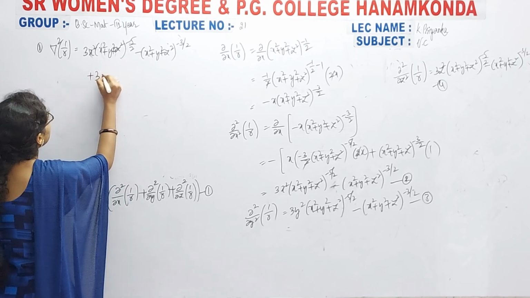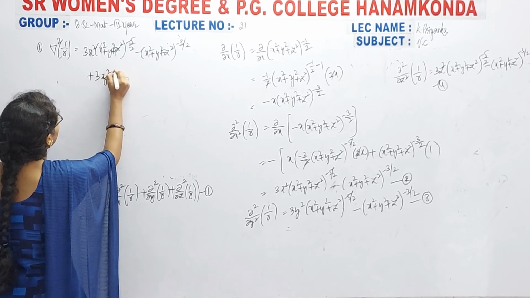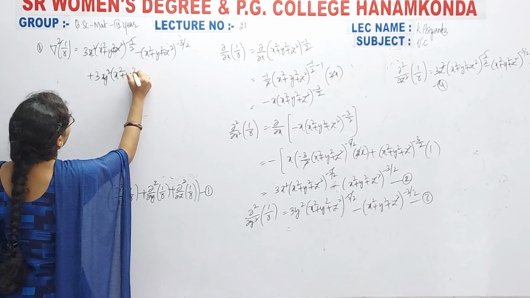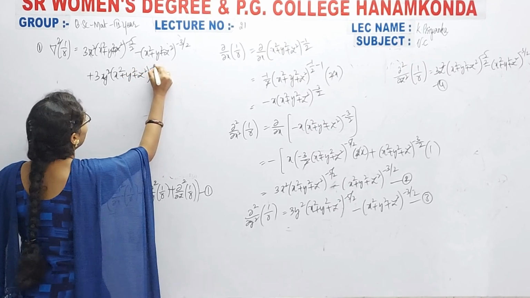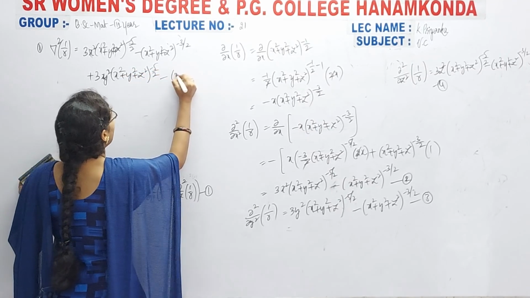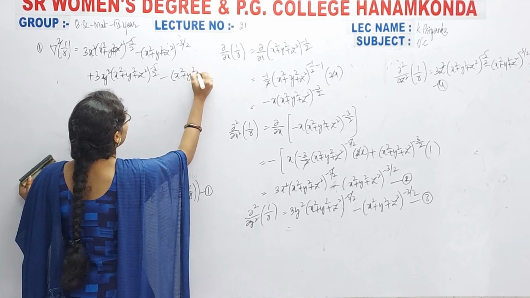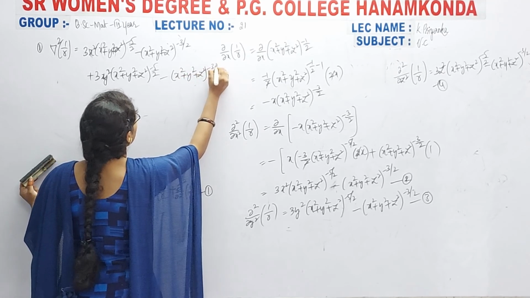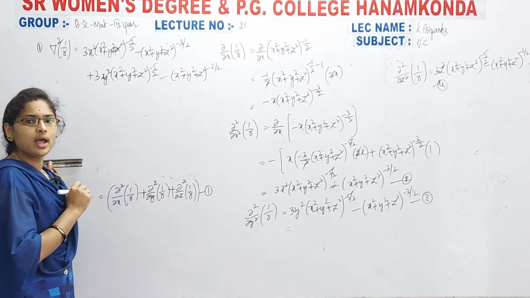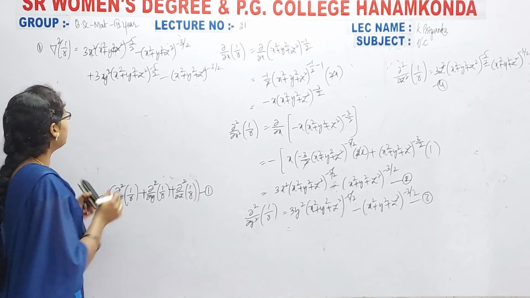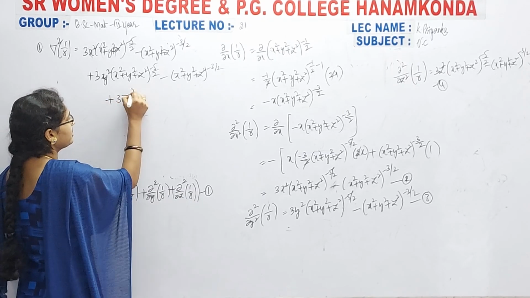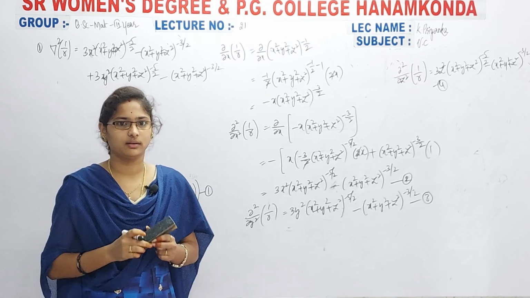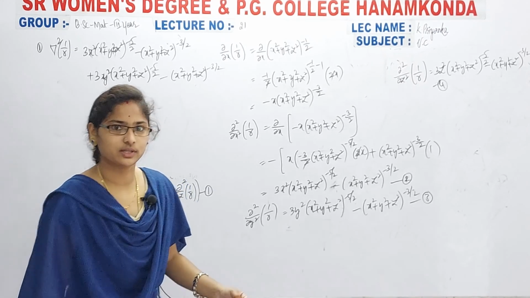Next here plus 3y square of x square plus y square plus z square whole to the power of minus 5 by 2 minus x square plus y square plus z square whole to the power of minus 3 by 2. Okay. Next, here we have that the next value is nothing but plus 3z square. So just give a second.